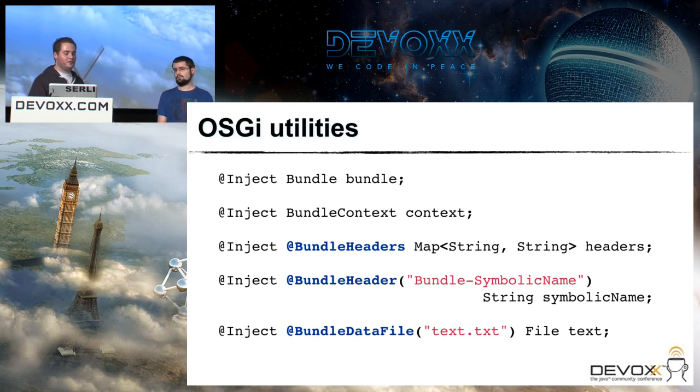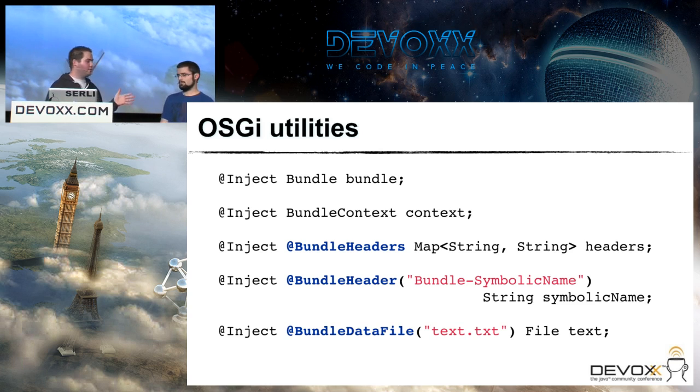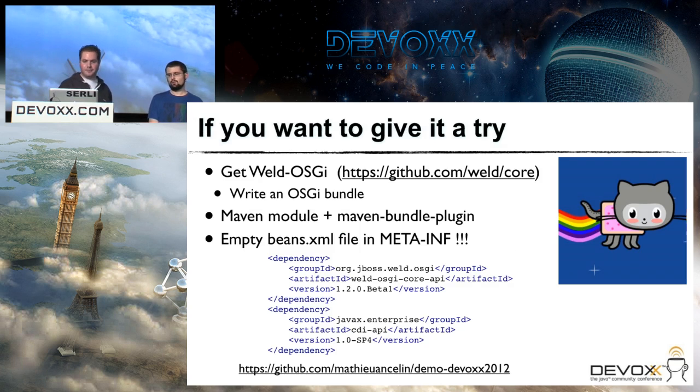You can also inject the metadata of the bundle, because as Mathieu said, when you create a new OSGi bundle, you have to provide some metadata to say what packages are exposed and what packages are imported. You can be more specific about the header you want to inject, and you can also inject a file from some kind of store where you can store files for the bundle. It's all OSGi features that are simpler with Weld-OSGi. You just have to @Inject, add bundle data file, and you get the file you can write inside it. It's very easy.